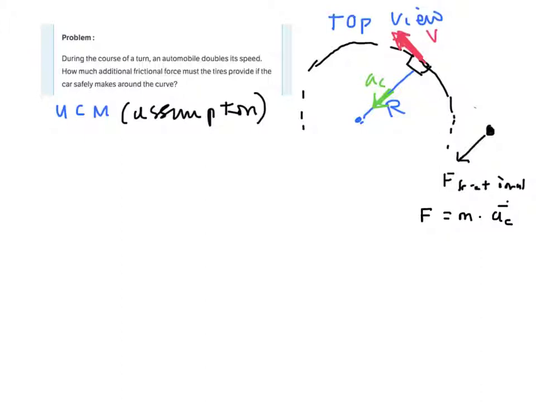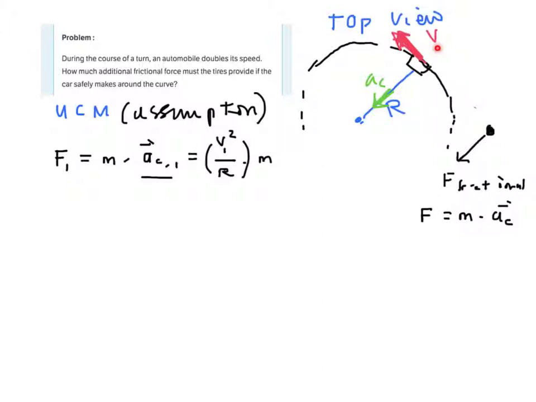So here we've got the situation where the first frictional force must equal the mass times the centripetal acceleration 1, and we know that that's equal to v1 squared over r times the mass, or m. This term, the acceleration, is v squared over r, where the r is just the radius, and the v1 is the velocity.